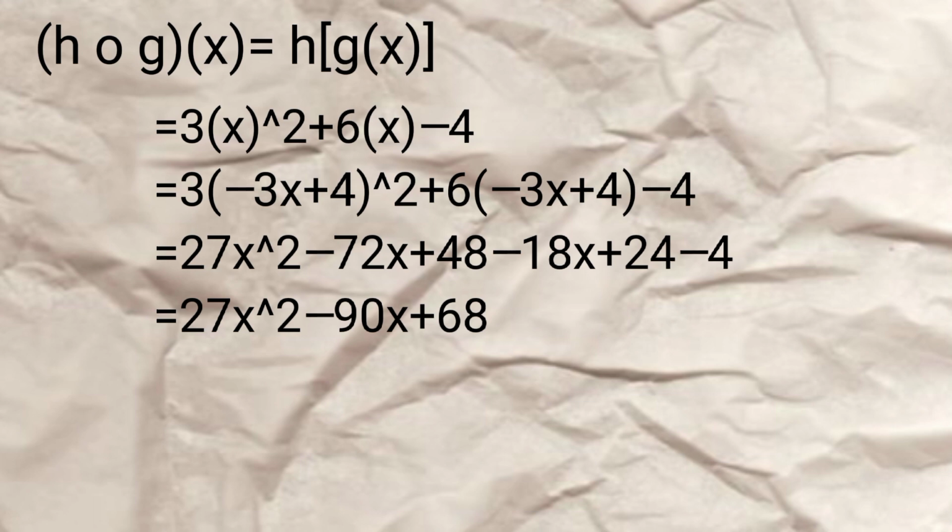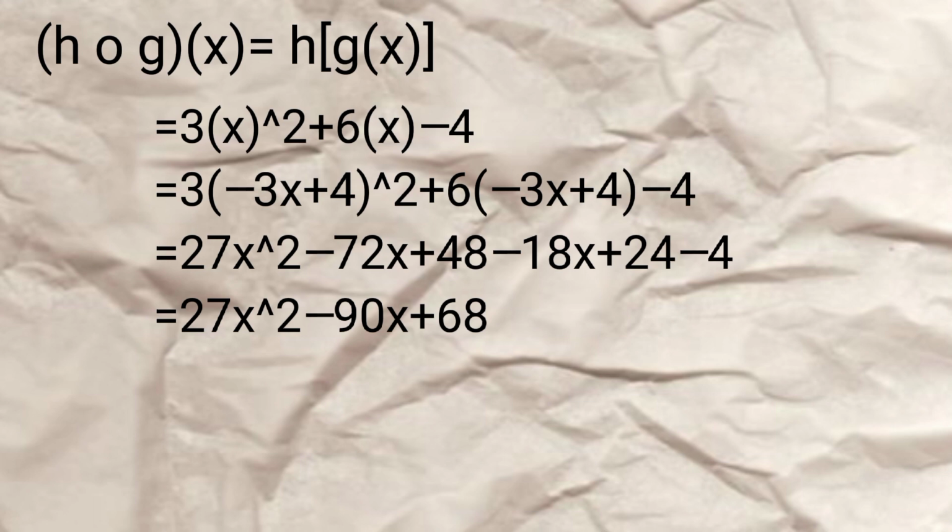Notice that in the first part of the equation, there is a number and an exponent. Sir, we should only distribute one? No, class. Apply both in distribution. So now, when we finish distributing all of the exponents and numbers, we are left with 27x² - 72x + 48 - 18x + 24 - 4.